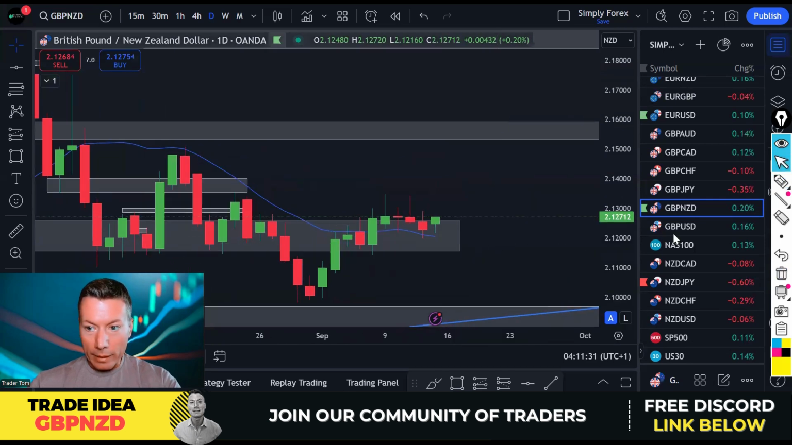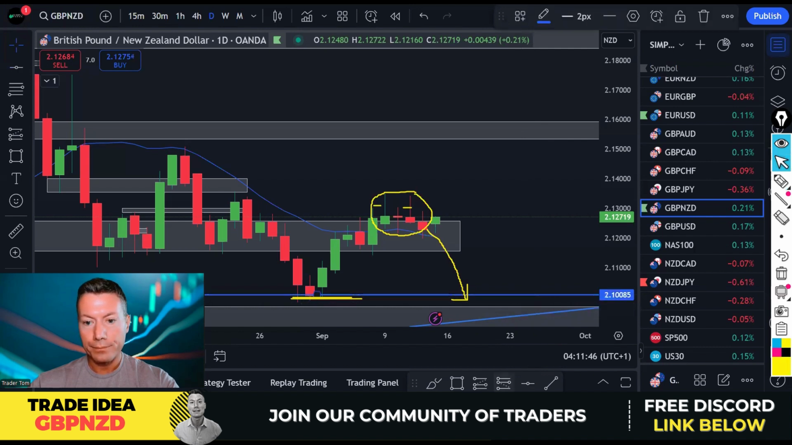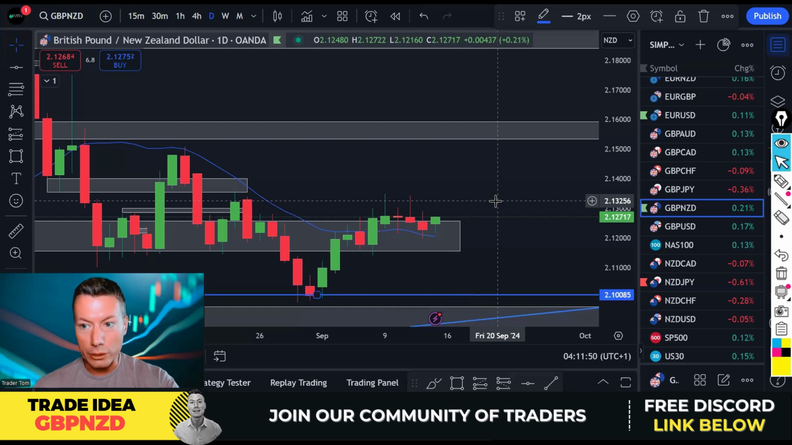And at those highs, you can see we're starting to get bearish candles, bearish wicks. So the idea would be to take price back down to these lows. This would be my higher time frame target, right? So you can see the difference between pound Aussie dollar daily chart and pound New Zealand dollar daily chart.